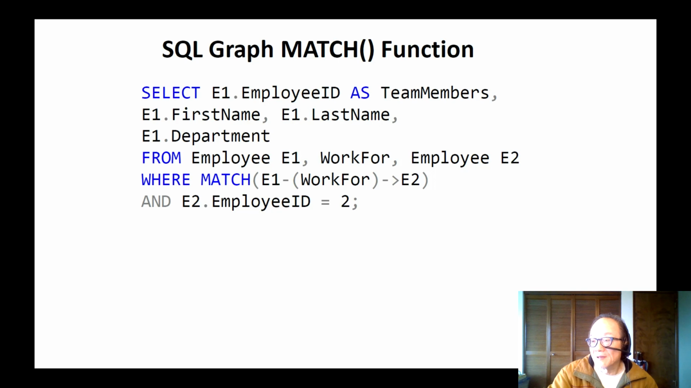When we use the graph data model, we will use the match function to work with the graph. The match function is available in many graph processing languages. Also here, we are doing something similar to self-joins.